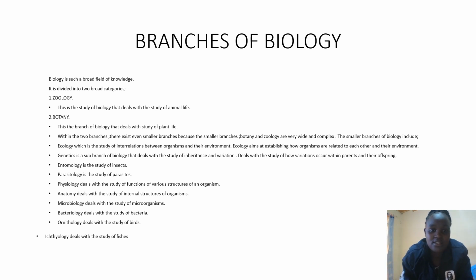Within the two branches, there exist even smaller branches, because botany and zoology are very wide and complex. The smaller branches of biology include ecology, whereby ecology is the study of interactions between organisms and their environment. It aims at establishing how organisms are related to each other and their environment.